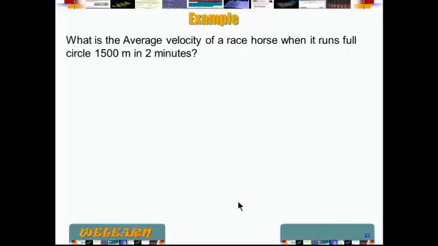Now, as an example, our racehorse that did run a full circle in 2 minutes. What's the average velocity of the horse? Hate to say it, but the average velocity is displacement over time. In our case, the displacement is 0. So whatever the time is, it does not matter. It's going to be 0.